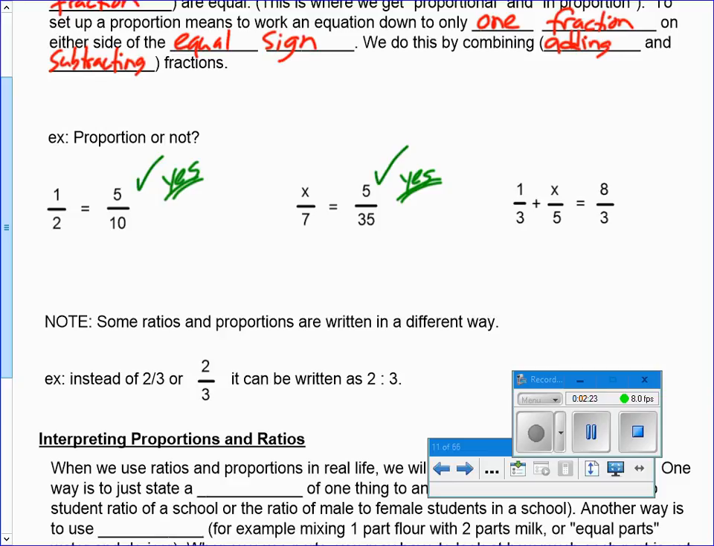Then we get to the third one, this one is not a proportion. While on the left side of the equal sign, we have two fractions. Alright, we have two ratios, so it needs to be down to one ratio. We could still make this a proportion if we add the two fractions together, but for right now, we're just going to be able to identify whether it is a proportion or not a proportion.